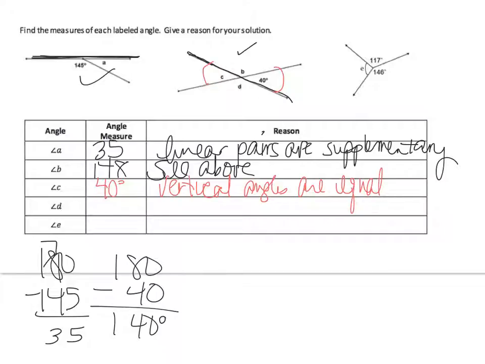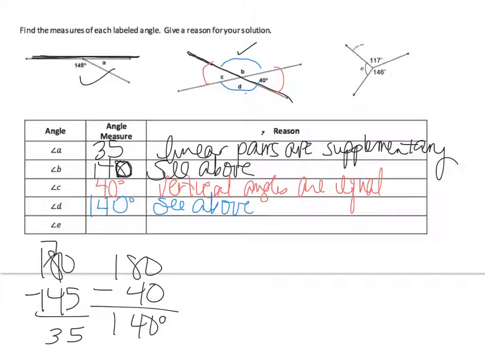Cool. Angle D looks to be vertical from B. And B is 140. I have a typo here. That should be 140. I'm not sure what that 8 looks like. And that's also going to be vertical angles. You could also use the linear pairs, our supplementary rule.